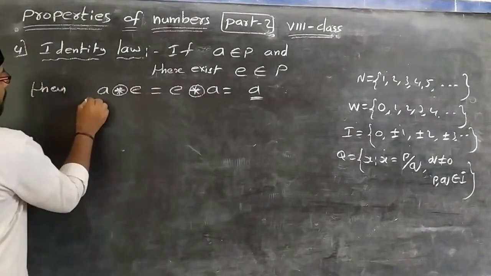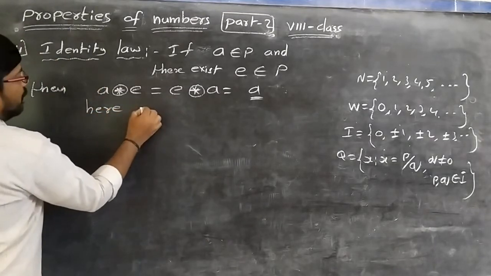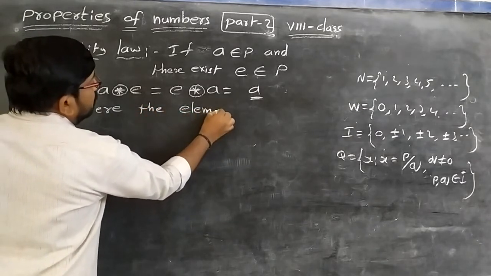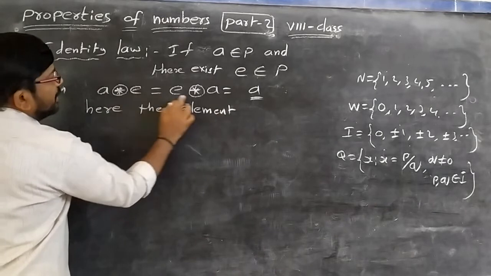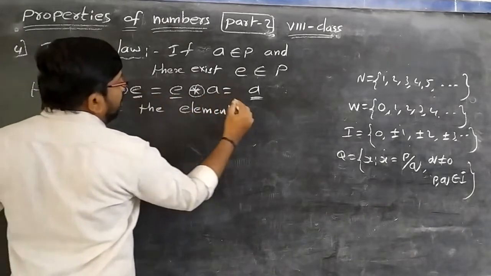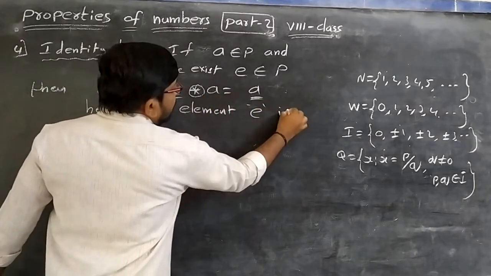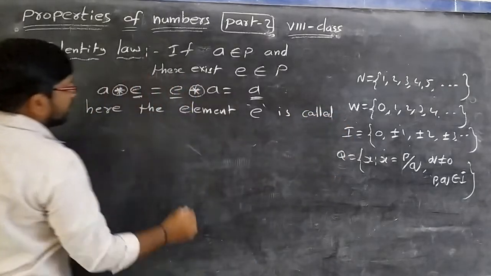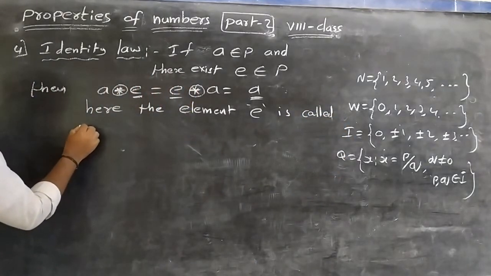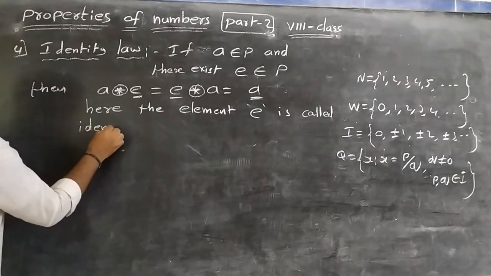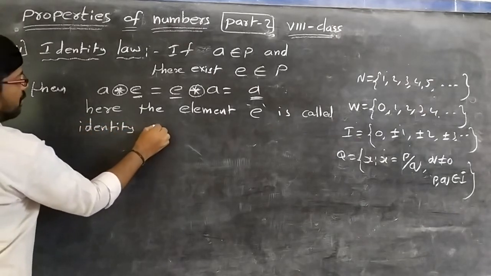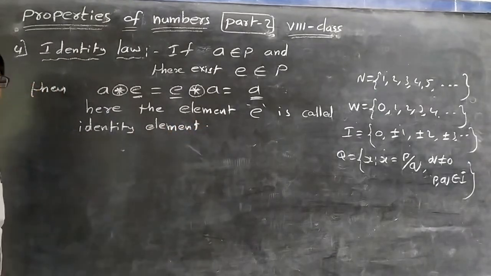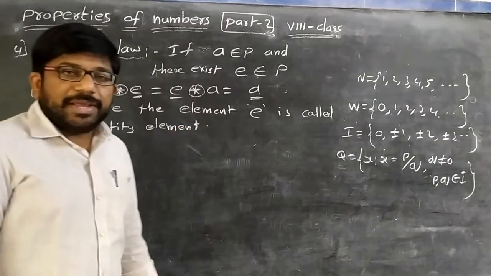So here, the element E is called identity element. Right? E is called identity element.